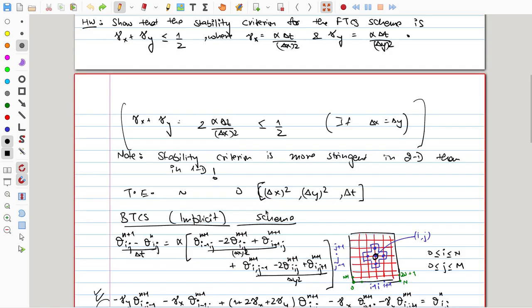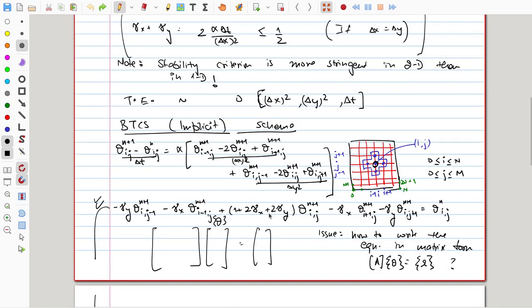The next was that, because of the stability constraints that we have, we may want to implement an implicit technique, that is, a fully implicit one, which would be backward time center space. While implementing that, what we noticed was that if you try to write everything in terms of a vector of unknowns, you get a banded matrix.